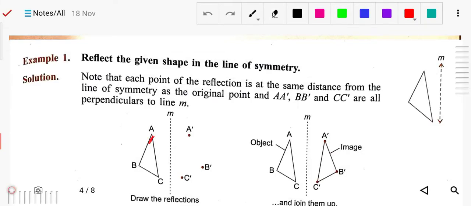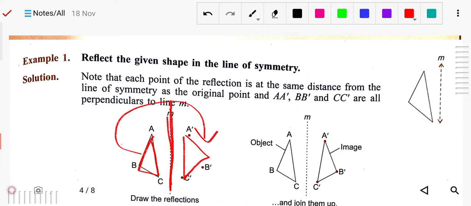Whatever image is forming here, through this line, you have to write what picture will be formed, that you have to mention. This is the object, the original image, and this is the reflected image. After reflection, how it will form, that is what you have to do in this exercise.